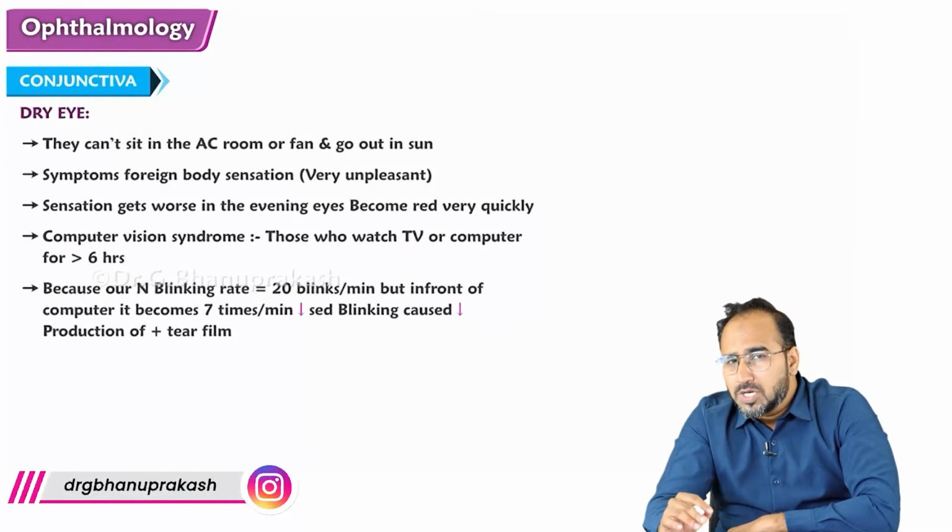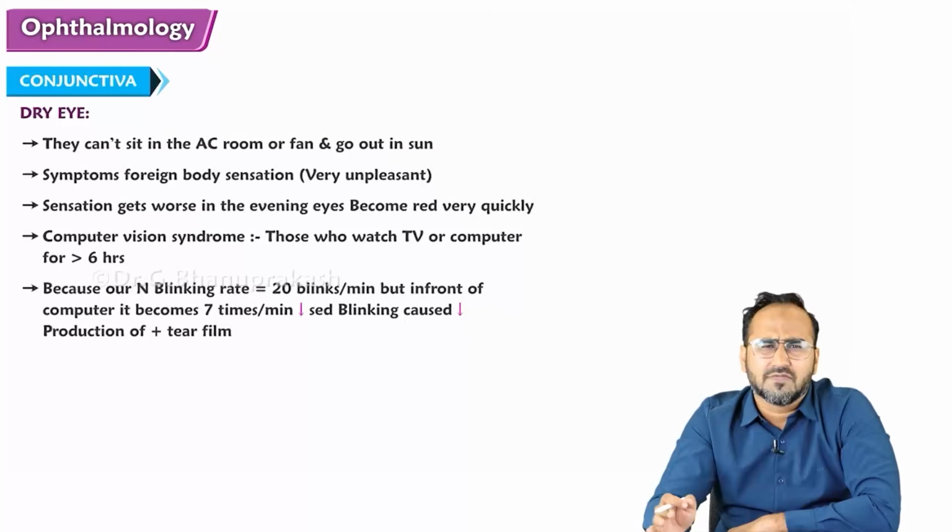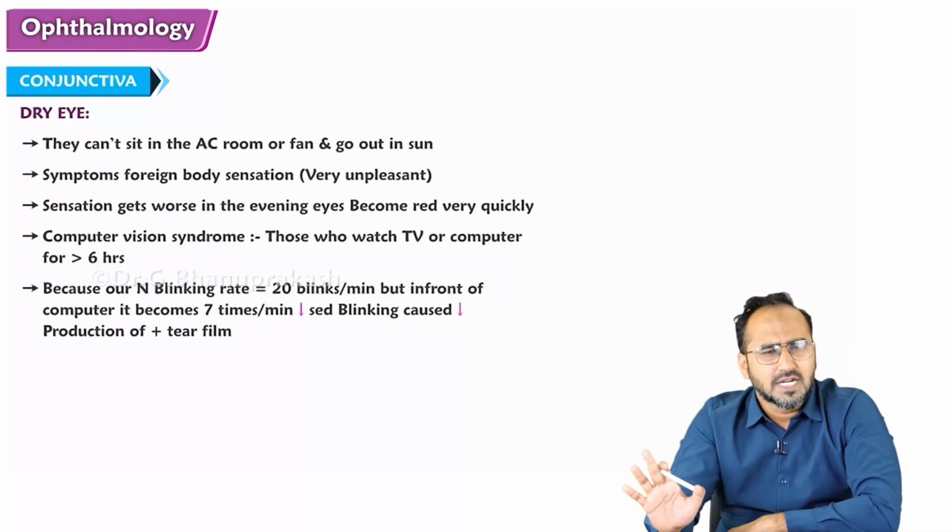Dry eyes. We are discussing dry eyes. Start from here. Dry eyes is nothing but what? Absence of any of the three layers of the tear film is called dry eyes. Lipid, aqueous or mucin, if there is absence, then it is called dry eyes.